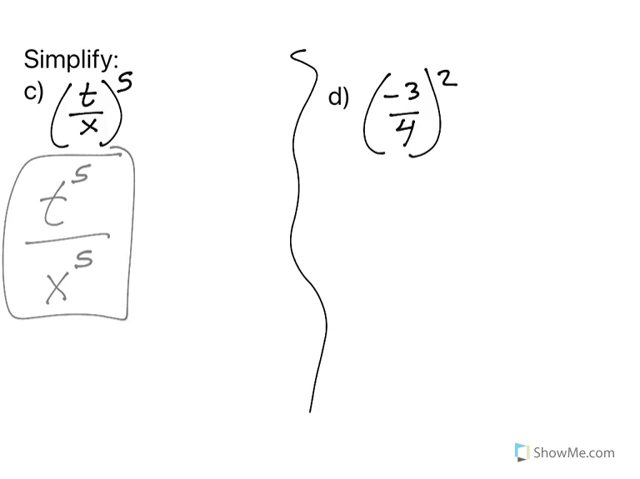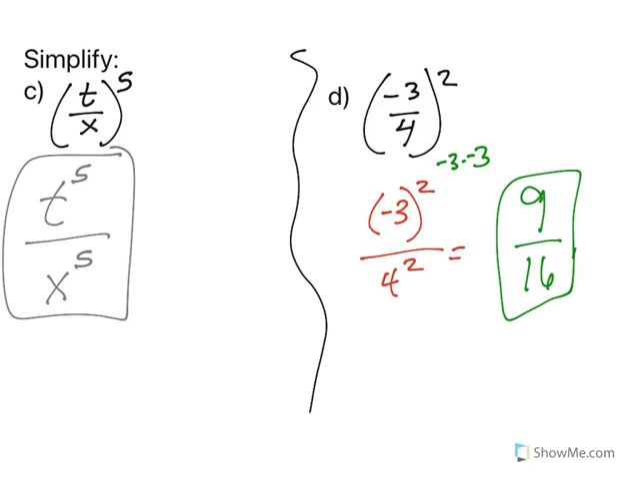And letter D, I have -3 over 4 raised to the 2nd. Well, when we think about the numerator, -3 is the entire numerator. Anytime I have negatives, I like to keep those in a parenthesis. And then I have 4 squared. So in the numerator, if I have -3 times -3, that's a positive 9 over 4 squared, which is 16. So I end up with 9/16.